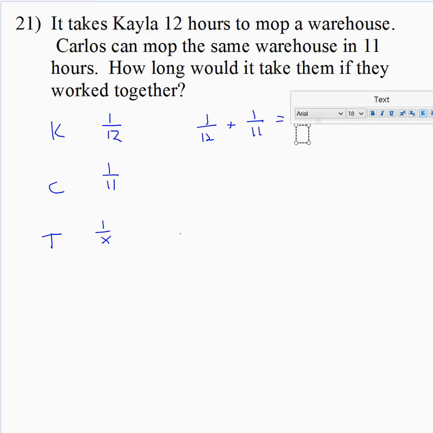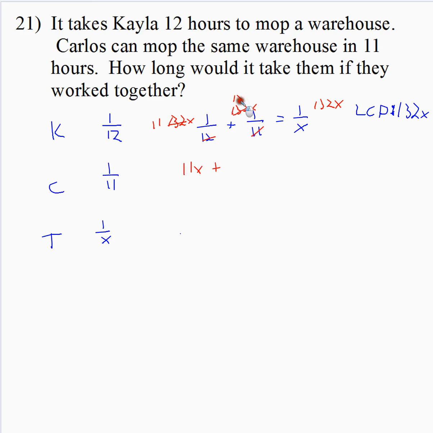We can figure out that the least common denominator here is 12 times 11, which is 132x. So we'll multiply each term by 132x. And we'll definitely have some simplifying we can do. 12 goes into this 11 times, so we have an 11x. 11 goes into this 12 times, so plus 12x is equal to the x simplifies, and we get 132.